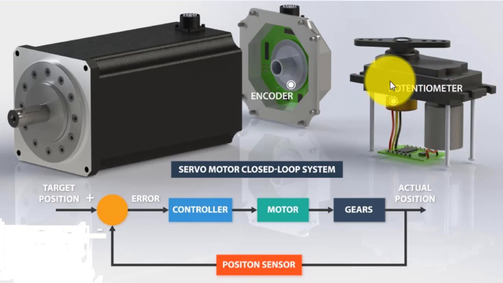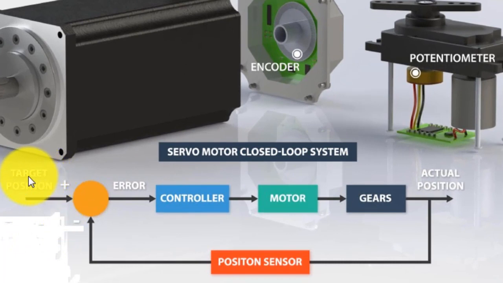You can see this is a closed-loop servo motor system. The target position is given by a PLC or a motion controller. It will give some specific angle, and according to this angle the controller will generate some pulses, and the motor will move according to the command. The gearbox runs the motor, and the motion and position will be monitored by a sensor. This is the encoder in the case of the AC servo motor, and the potentiometer in the DC servo motor, and it will give feedback to the controller.